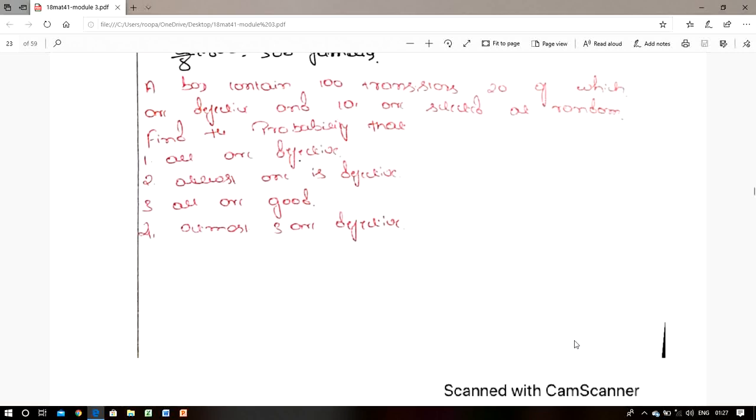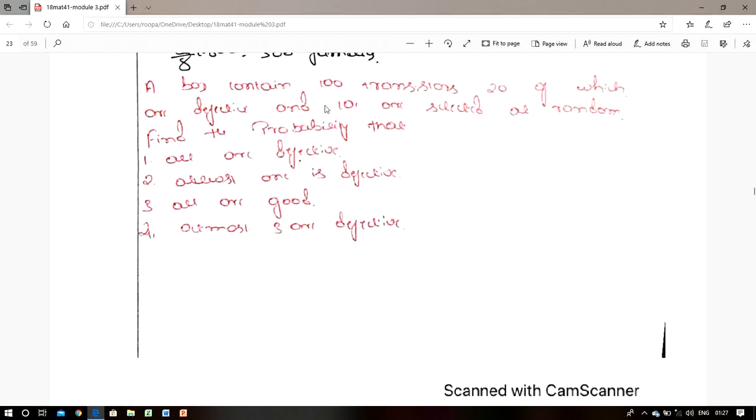So here in this problem, a box containing 100 transistors, 20 of which are defective, and 10 are selected at random. Find the probability that all are defective, at least one is defective, all are good, and at most 3 are defective. Here we are talking about the defective transistors. Out of 100 transistors, 20 are defective. So we have to find p. The value of p is based on the number of defective parts, 20 out of 100.